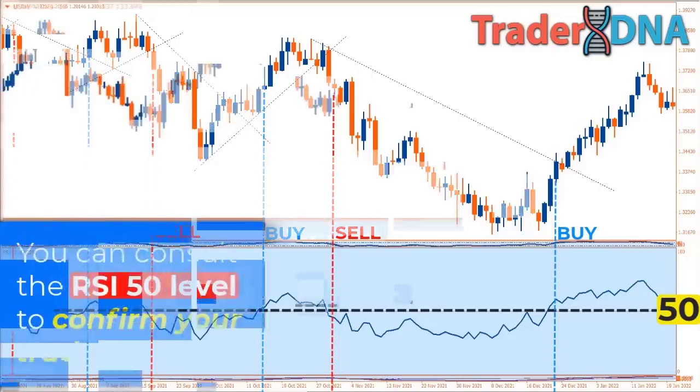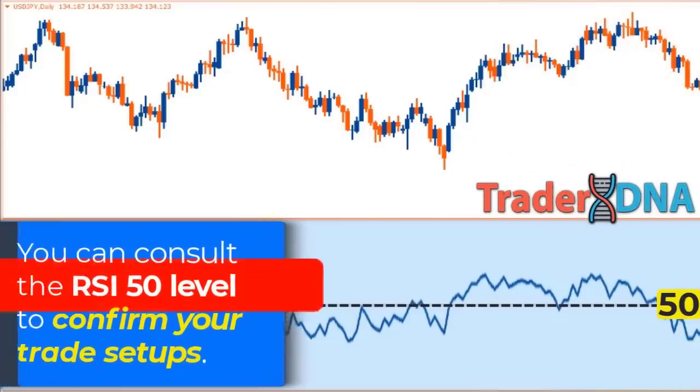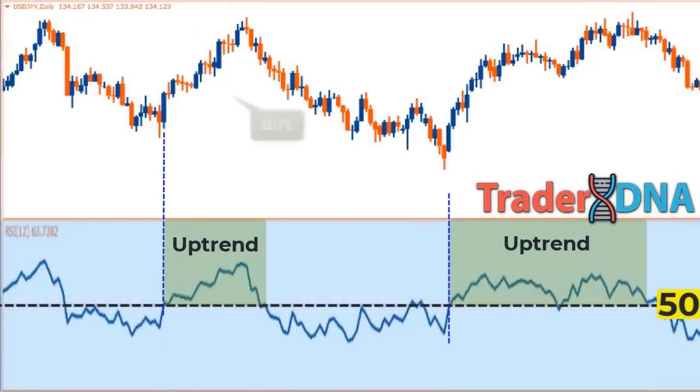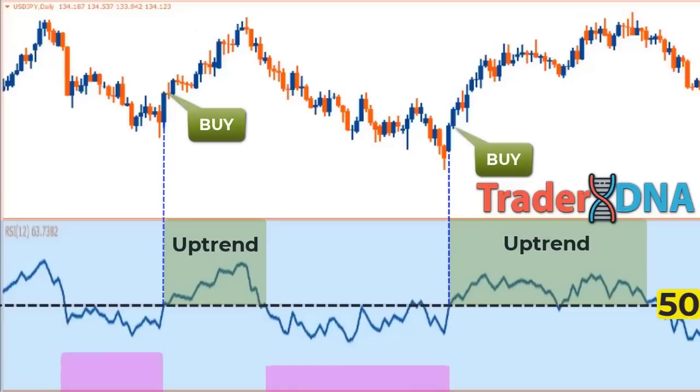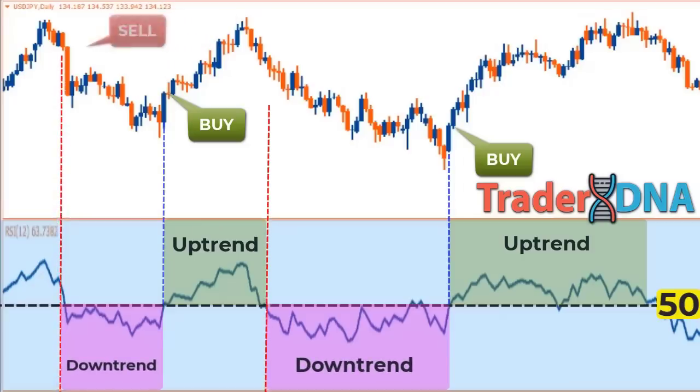So now we have a single line in the middle, and the way we use it to confirm a trend is very simple. If the RSI is above the middle line, it means that the price is on an uptrend. So you only take buy positions. And if the RSI is below the middle line, it means that the price is on a downtrend, so you only take sell positions.